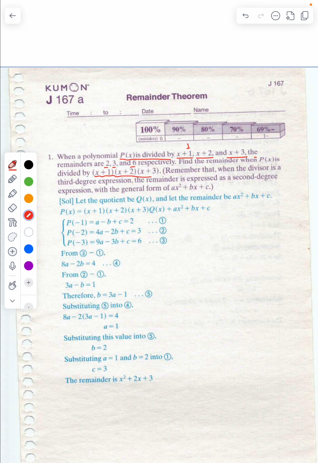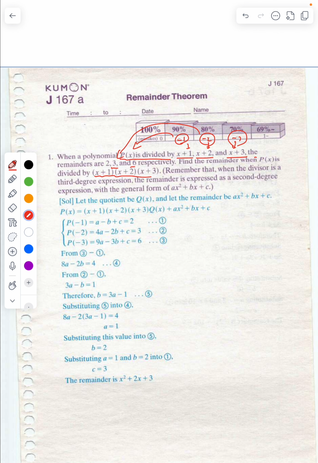Remember, these numbers over here, what we did before is that we find out what number makes this 0, and that's negative 1, negative 2, negative 3. So my assumption is that if I substitute negative 1 into P(x), I will probably get 2 as my remainder. If I substitute negative 2 into P(x), I will get the remainder as 3, and so on and so forth.